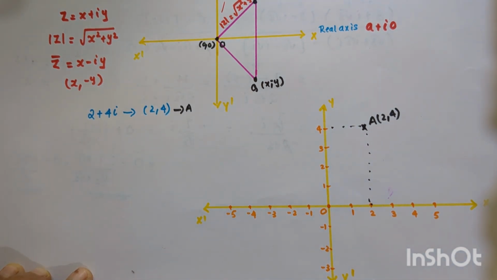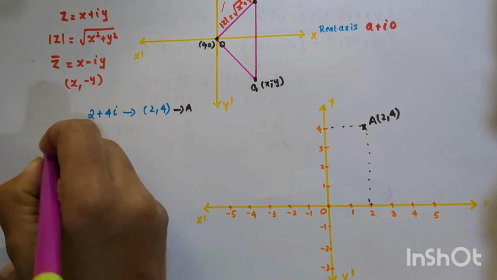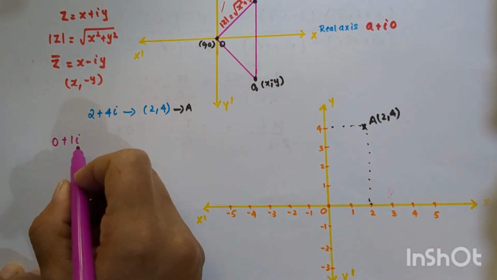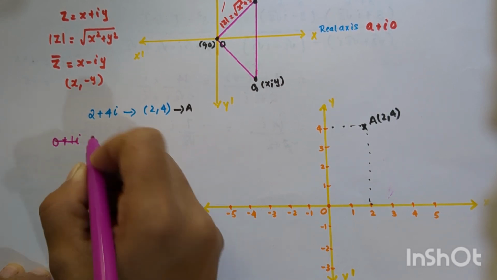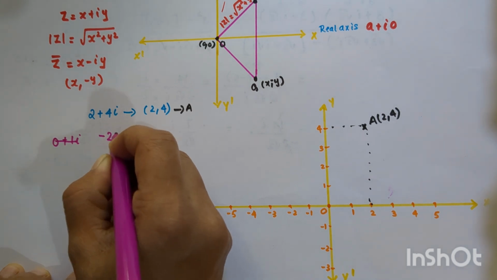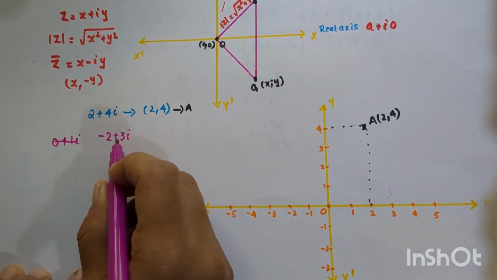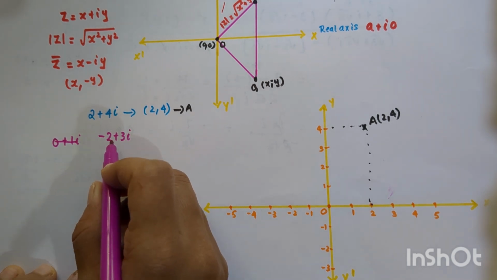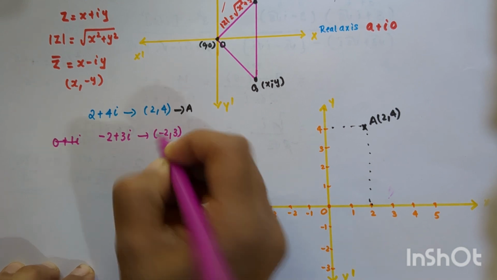Now I am taking another complex number, 0 plus 1i. Or before that, let us take another complex number, minus 2 plus 3i. I'm sorry, I'm taking this complex number first, minus 2 plus 3i. See, this complex number minus 2 plus 3i corresponds to the ordered pair minus 2 comma 3.